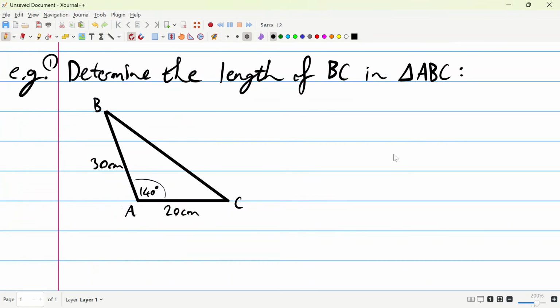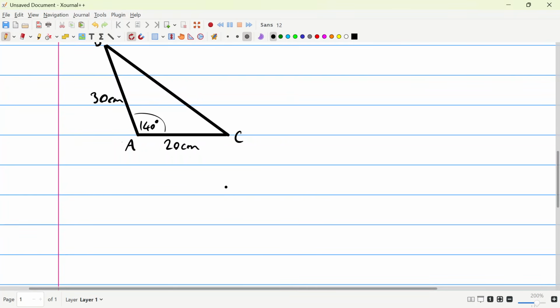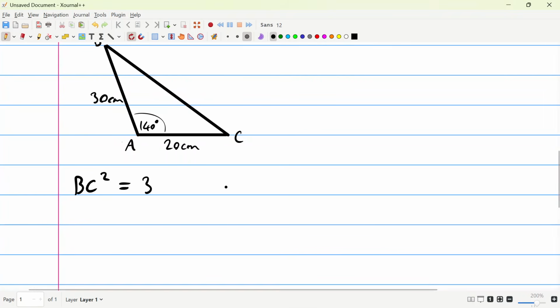So here's our first example. We need to determine the length of BC in triangle ABC. BC is right here. Notice that the angle that we're dealing with is angle A, meaning we are going to use the cosine rule. Why? Because we are given two sides and an angle. So we need to deal with angle A, meaning we're going to have side BC on its own. So it's going to be BC squared, which is equal to the sum of the squares of the other two sides, which is going to be 30 squared plus 20 squared.